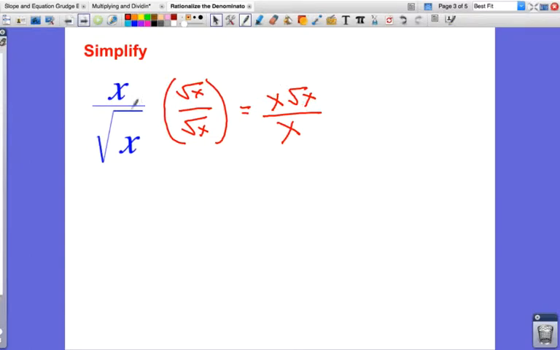Okay. Now I want to reduce, and x over x is just 1. These cancel each other out. So what I am left with is the square root of x, and I'm done. This is a much more simplified version than this. This looks kind of complicated, but this is really just equal to the square root of x. So we are all done.